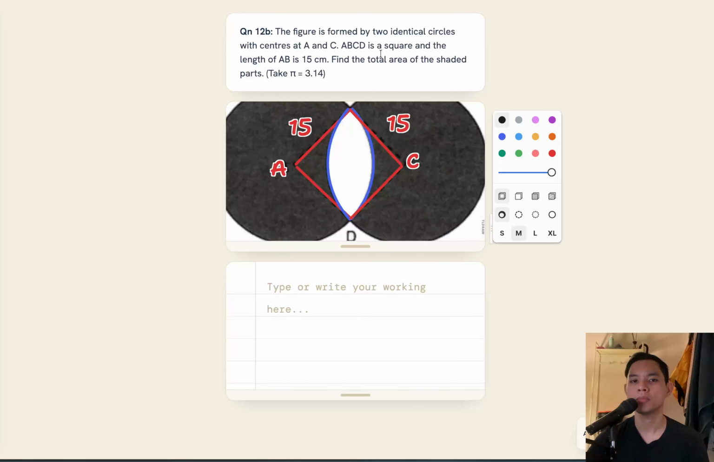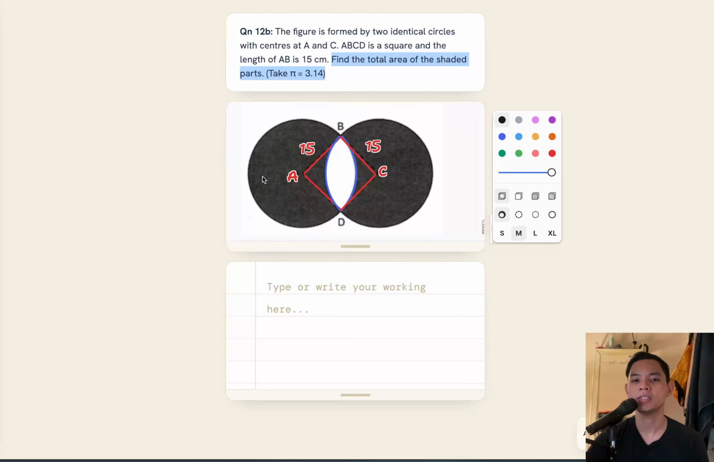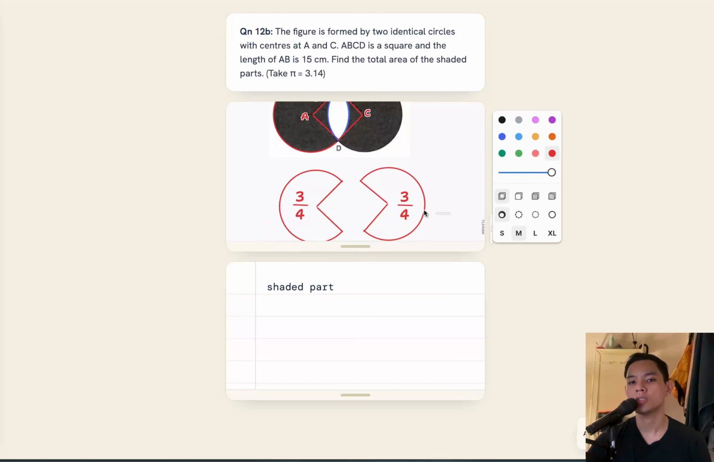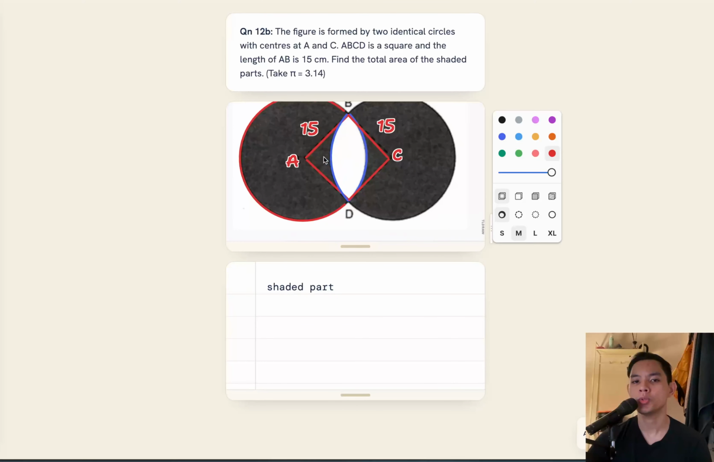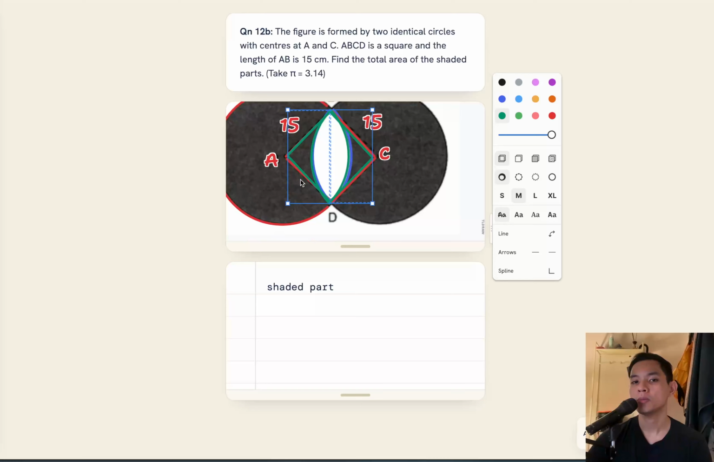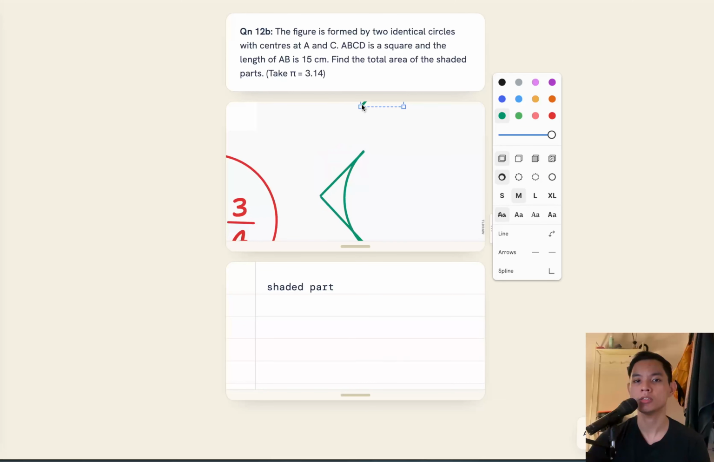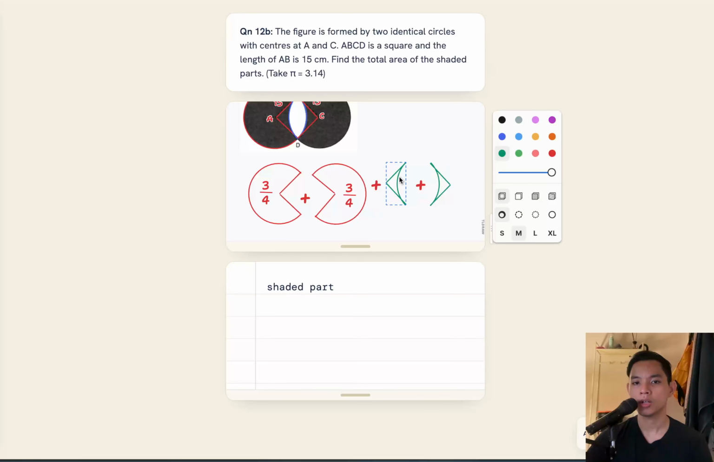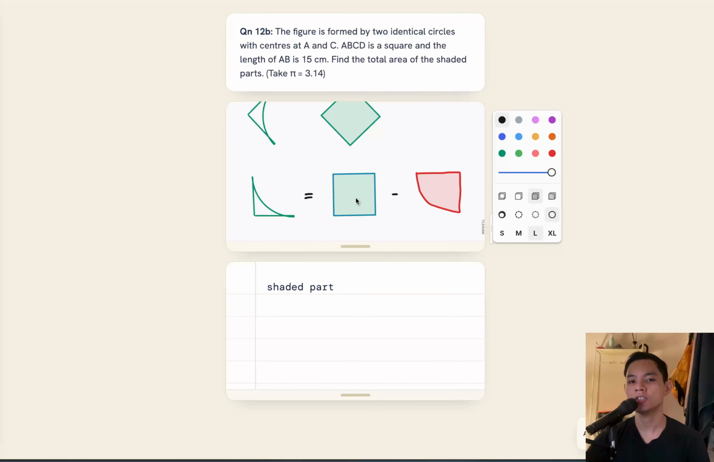So question 12, part B, find the total area of the shaded part. So let's break it up. The shaded part over here is basically two of these 3/4 circles, as what you see over here, right? And then we also need these 2 arches over here. So these 2 arches like this are the 2 shaded parts. So how do we get these arches? This arch is basically 1 square minus 1/4 circle.